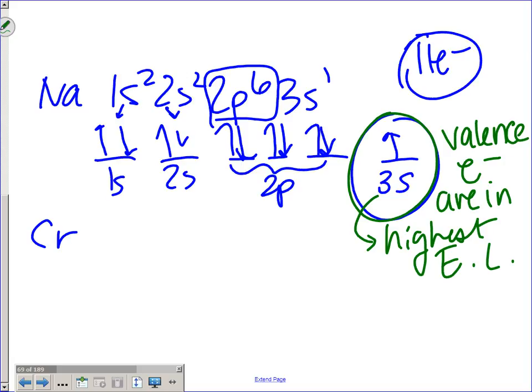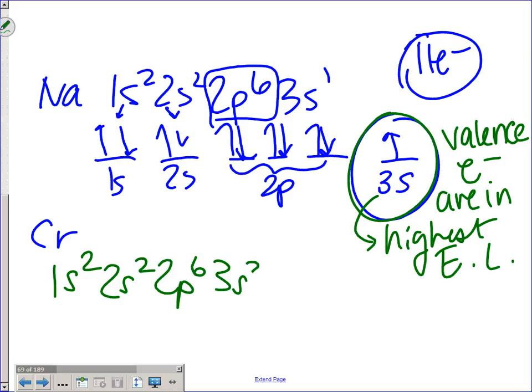Chromium. Ready? Follow along. Chromium: 1s2, 2s2, 2p6, 3s2, 3p6. Pause. Where am I at? We're at argon right now, right? Argon, yeah. Okay. Notice we're always hitting the end of a block. Now next.